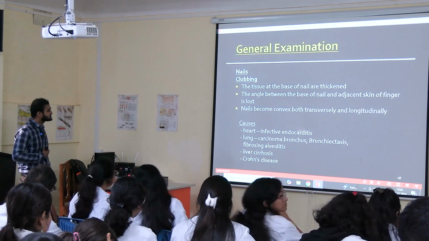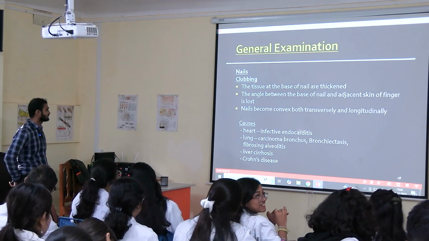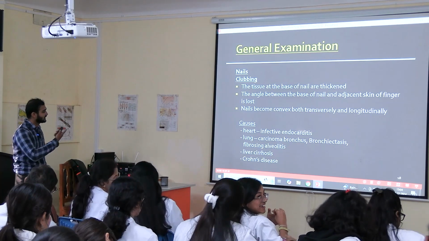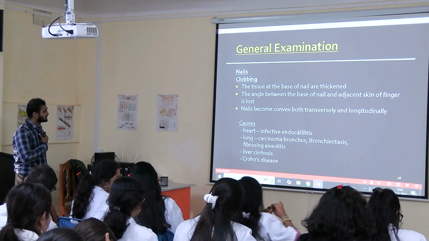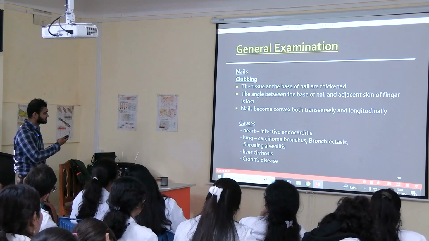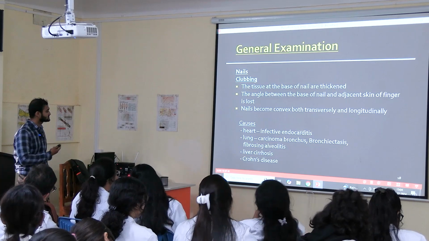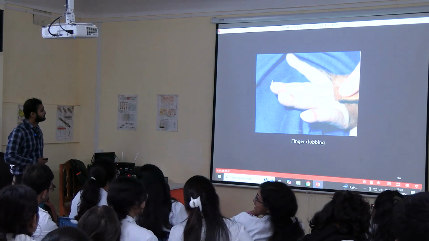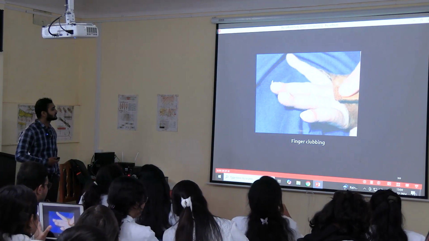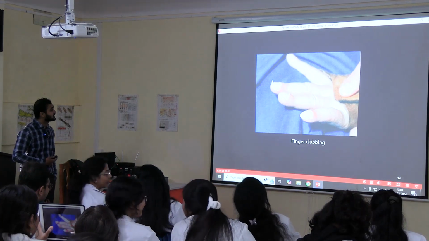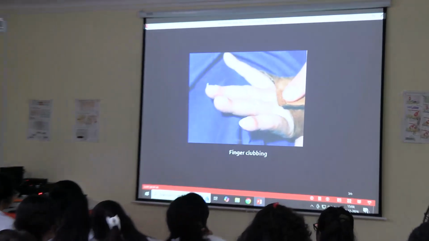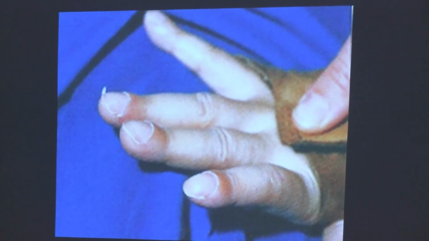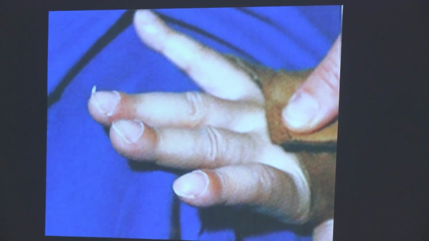In some conditions, like infective endocarditis, we see this. In the lung, like in bronchial carcinoma and bronchiectasis, we also see that. In liver cirrhosis we see it, and in Crohn's disease we also observe this. This is the picture of a patient having clubbing. You can see there is an increase in the soft tissues of the finger and nail. The normal angle of our finger is 160 degrees, so the angle is lost here.